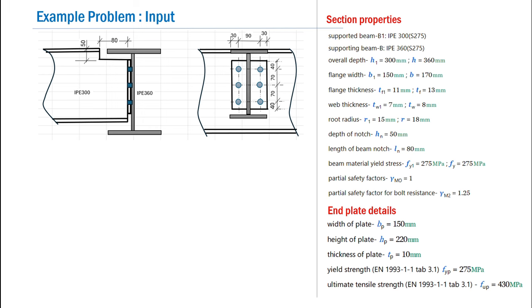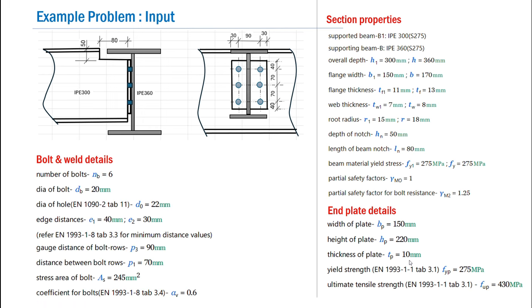So next is provided the parameters associated with the end plate. As you can see that the width of the plate is 150 mm, so it is 90 plus 60, 150 mm. And we have the height of the plate HP, that is 220 mm. The thickness is taken as 10 mm. And the yield strength and the ultimate tensile strength of the plate, these are taken as per table 3.1 of EN 1993-1-1. Accordingly, we have the yield stress as 275 MPa and the ultimate tensile strength of the plate material is 430 MPa. So that's all about the end plates.